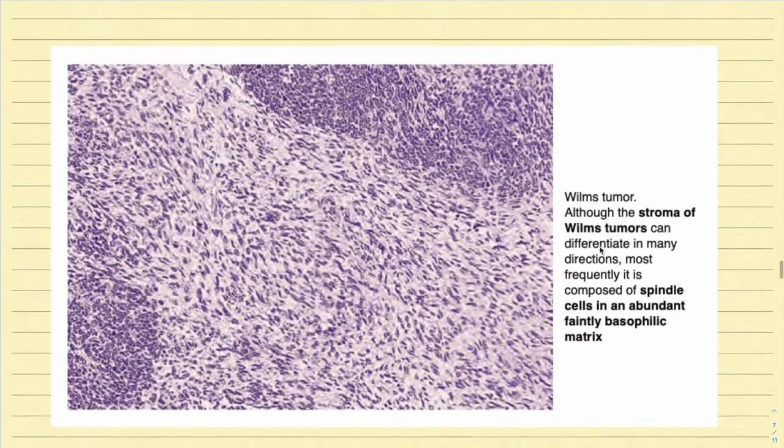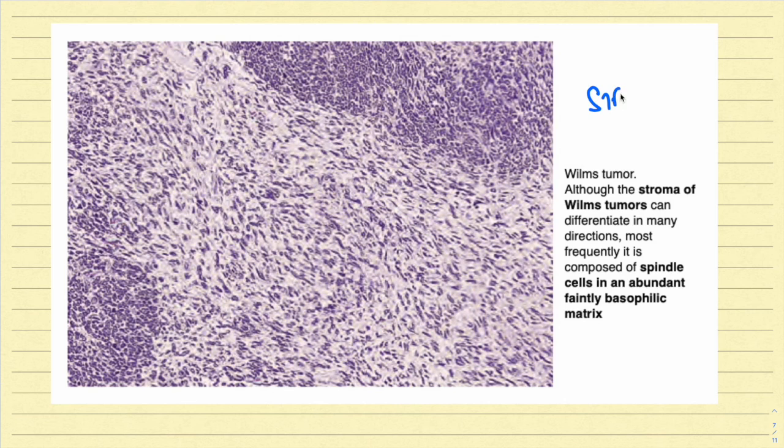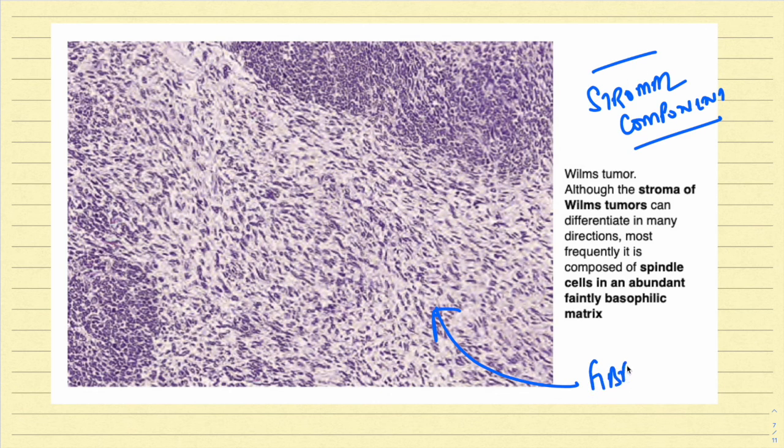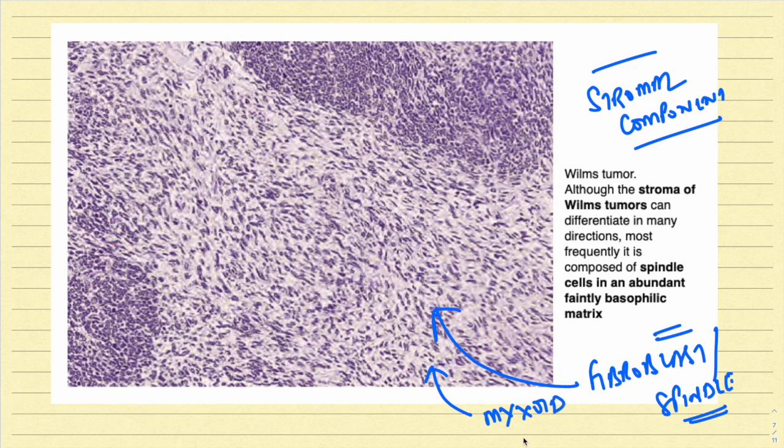Coming to the third important component, the stromal component of the Wilms tumor. If you see the stromal component, it is basically in the form of fibroblastic or spindle-shaped cells. This is the fibroblastic or spindle cell morphology, constituting your stromal component. And if you see, the background is pale, which constitutes the myxoid matrix, or the myxoid background. So this constitutes your stromal component of the Wilms tumor.